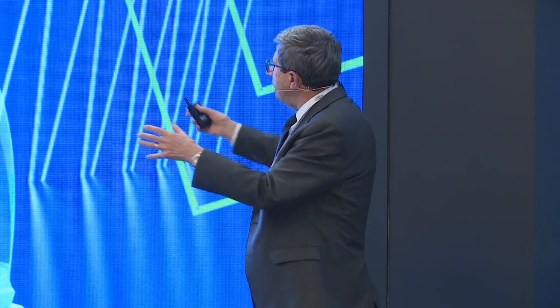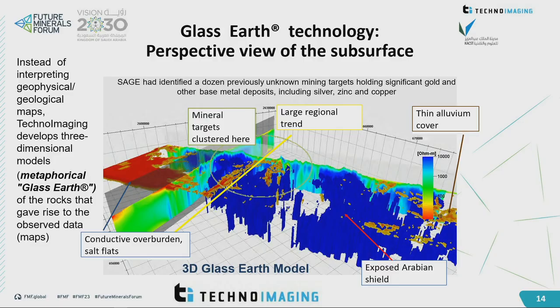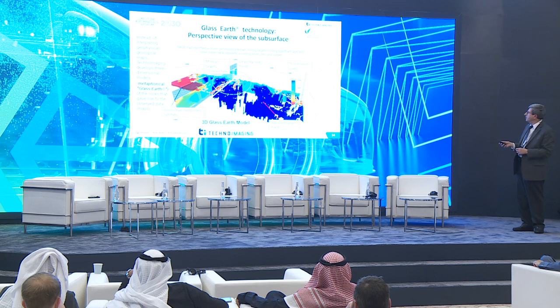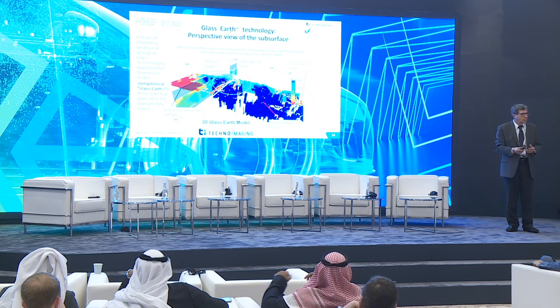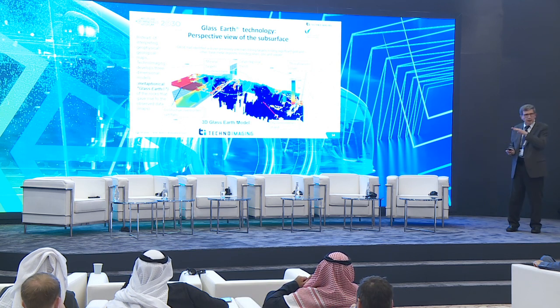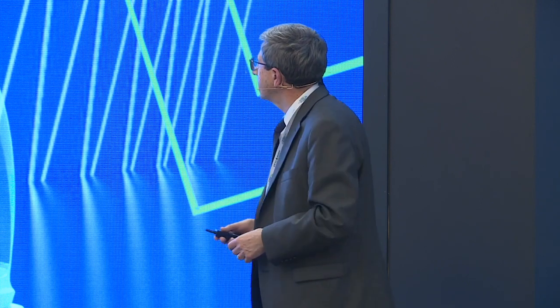This is a magnified area, one of the sections. And you can look inside. On the left, you can see conductive overburden. Red means more conductive. Then you can see clusters of mineral targets here. You can see alluvium cover. And you can actually rotate. You can do whatever you want with this model. You can slice it. You can look from underneath if you wish. You can walk in. There is some technique. You can put on glasses and walk inside the model, just walk inside the geology.